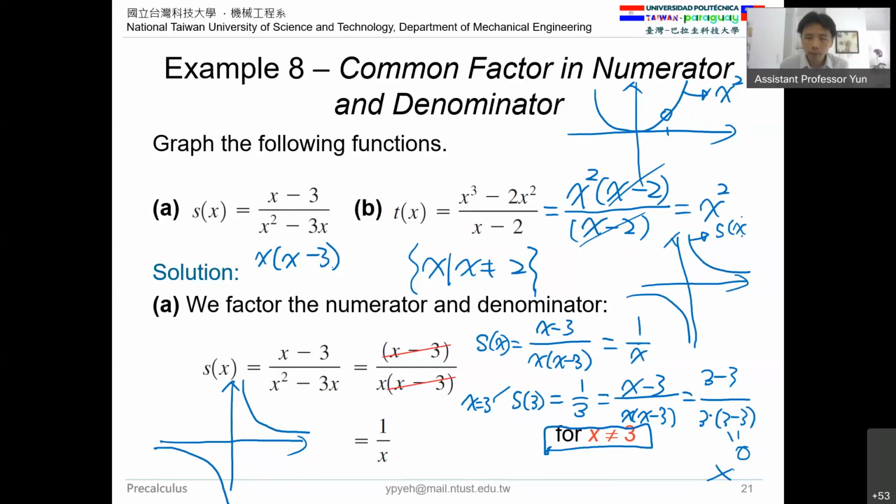S of x is the function when x cannot equal 3. You can find that when x equals 3, the function does not include this point. So we just need to understand some common factors, and remember the properties of these common factors.